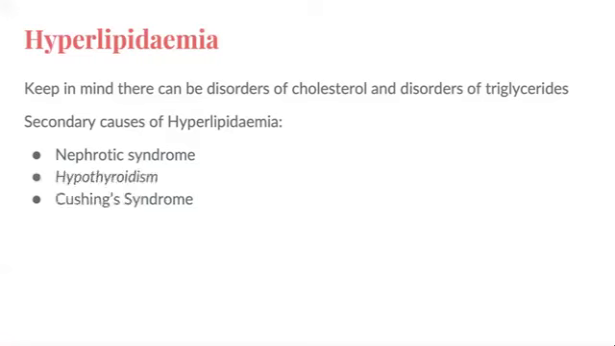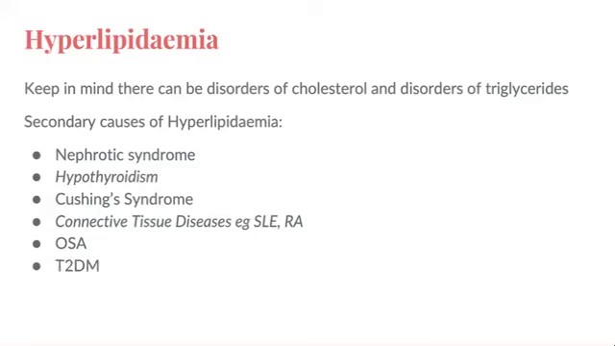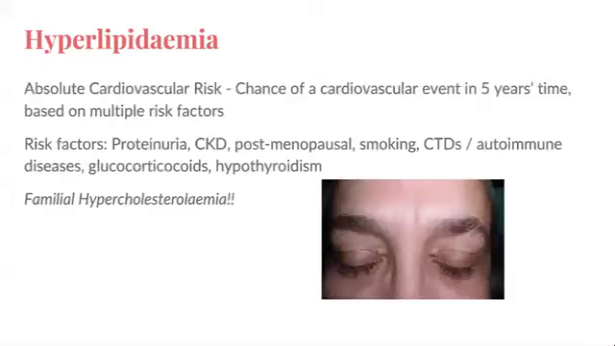The other causes are hypothyroidism, so it decreases the basal metabolic rate. And by decreasing the basal metabolic rate, less lipids are broken down, and so lipids build up. Cushing syndrome, essentially, cortisol has an impact of increasing lipolysis, and that will cause hyperlipidemia. Connective tissue diseases such as SLE and RA, rheumatoid arthritis are also implicated. OSA, again, hypertension, hyperlipidemia also has an association with those two. And then type 2 diabetes can also cause or be associated with hyperlipidemia.